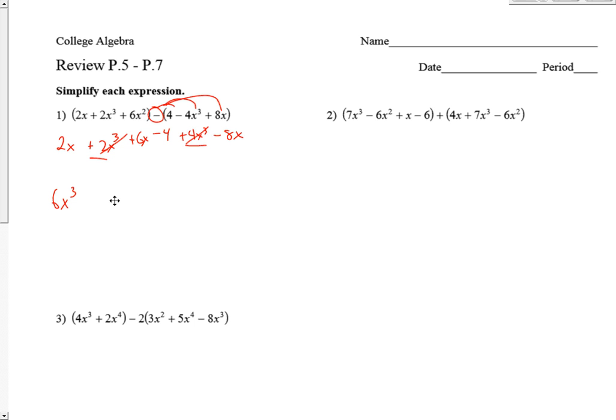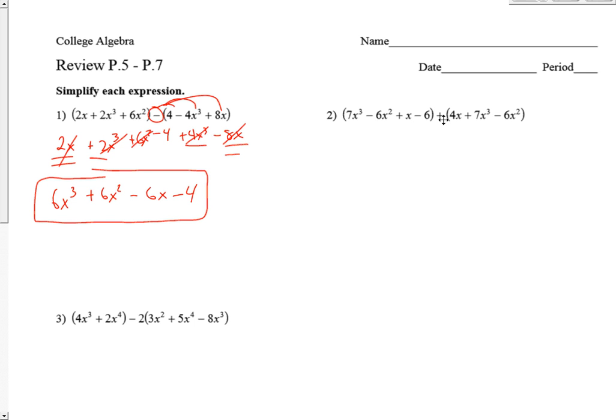Now I have, oh, this is 6x squared. Now I have a 6x squared, so that's plus 6x squared. It's the only one there. And I have 2x minus an 8x. 2x minus 8x is going to be negative 6x. And when I cancel those out, I have a minus 4 left at the end, and there is my final answer.